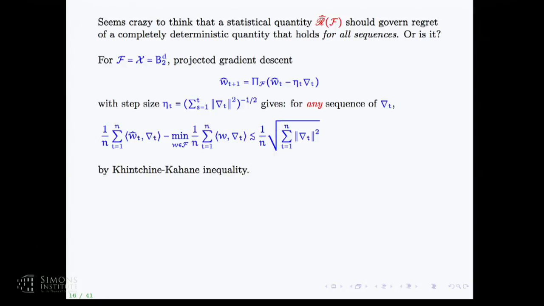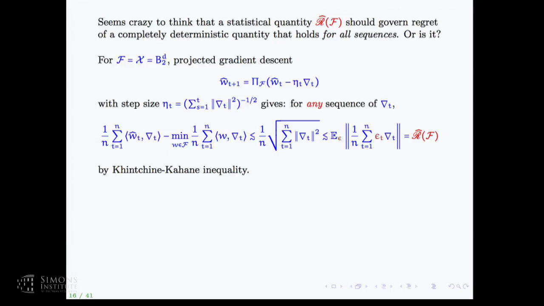Okay, this is easy to prove. And if you know the Khintchine-Kahane inequality, it is upper bounded by the expected norm of the Rademacher averages, these are the empirical Rademacher averages, right? So there is one case, I guess this is Adagrad, maybe one of the versions of Adagrad. We do have a case where there's some completely deterministic statement that holds for all sequences of nablas, right? With that recurrence update, you get the empirical Rademacher complexity.